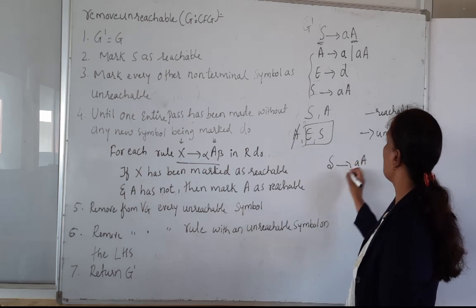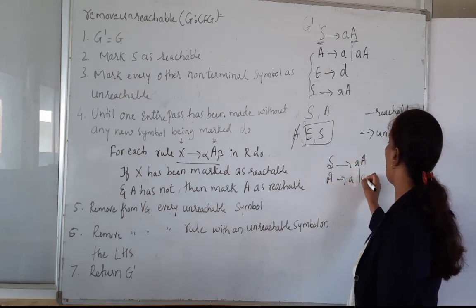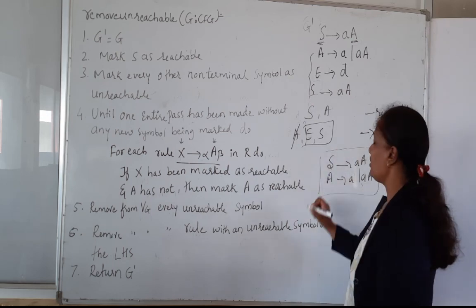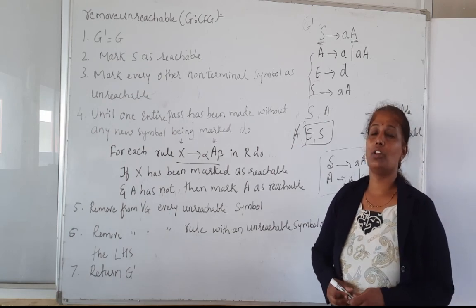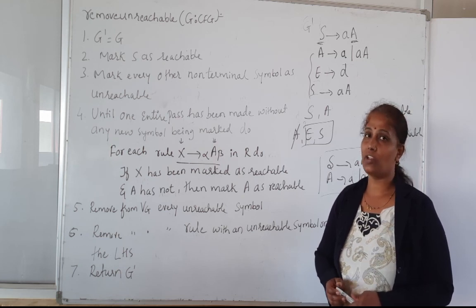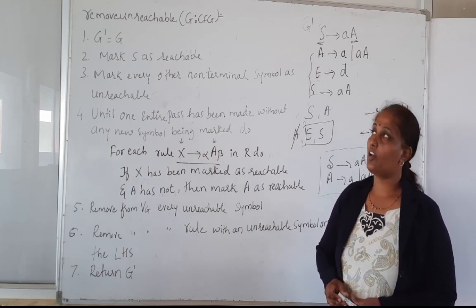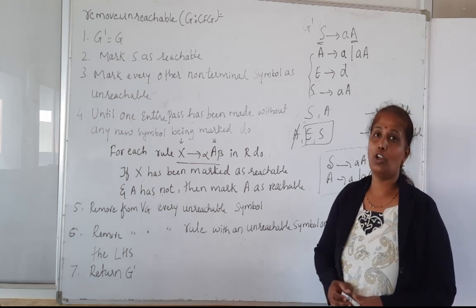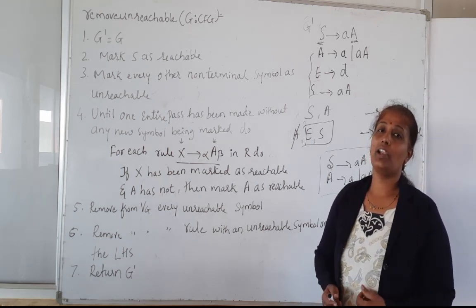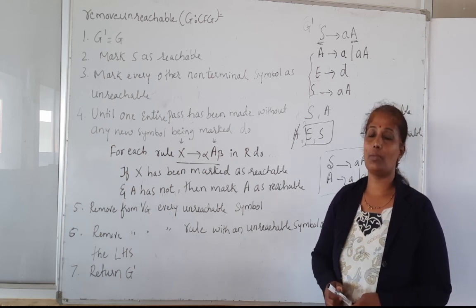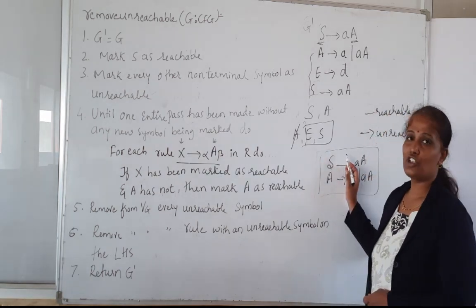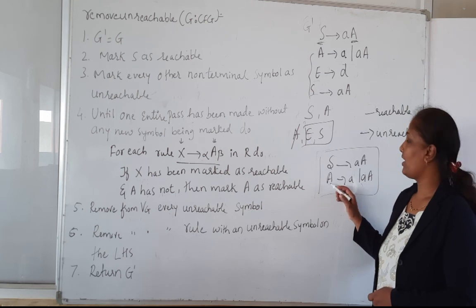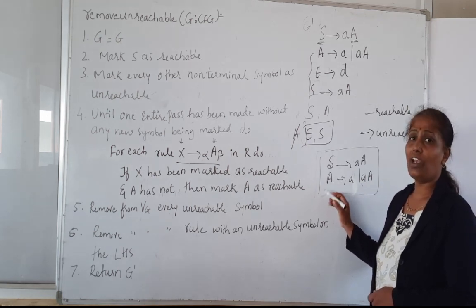S produces A. Next, A produces a or AA. So these are the productions I get at the end. If in the exam they ask you to minimize the given context free grammar, then you are going to apply both algorithms, the unproductive algorithm and the unreachable algorithm, to remove the unproductive symbols and unreachable symbols from the given grammar. Once you remove these two, you will get a grammar which is free from unreachable and unproductive symbols.